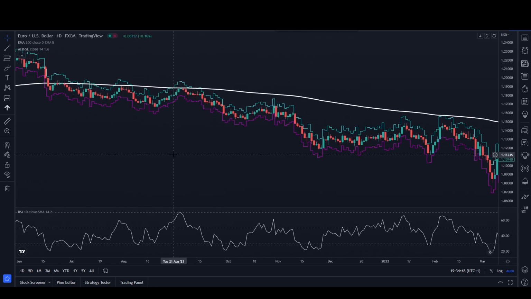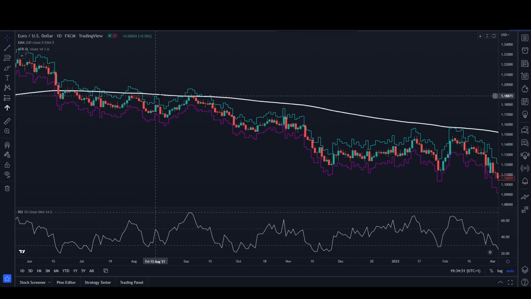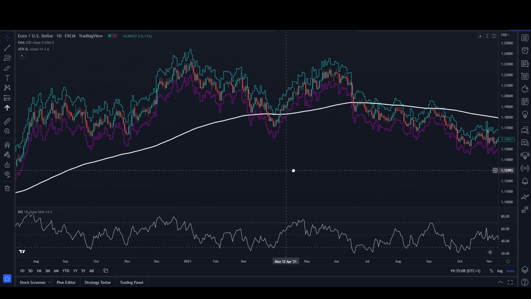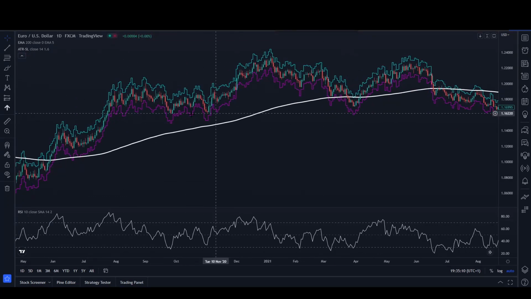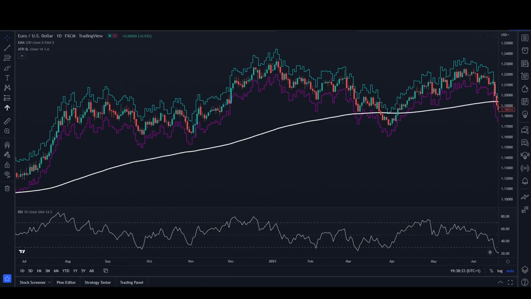So for short positions, you want the price to be below the 200 EMA and the RSI to enter the 70 to 100 range. So in this case, you would have gone short. And for long positions, you want the price to be above the 200 EMA. So here you would have gone long after this candle because the price is above the 200 EMA. The RSI entered the 0 to 30 zone. So you go long on this candle.